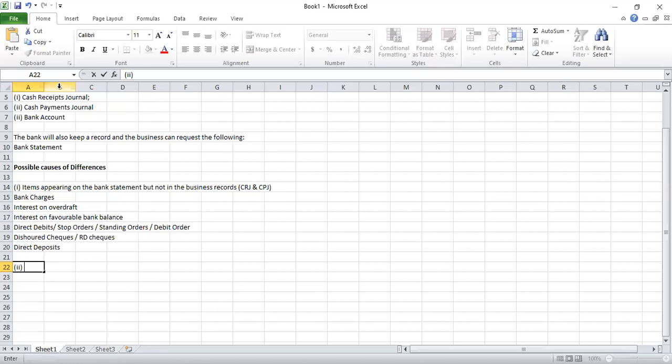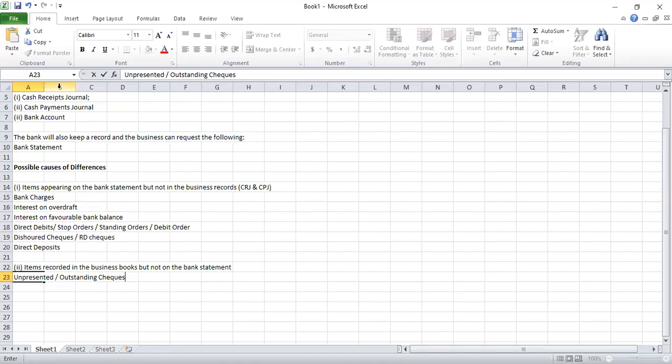Number two, we can have items recorded in the business books but not on the bank statement. We have unpresented checks or outstanding checks. These are checks that we paid, but the recipients have not yet gone with the checks to the bank to deposit the money. So the bank will not know about those checks until the day that those people go with the checks to the bank.